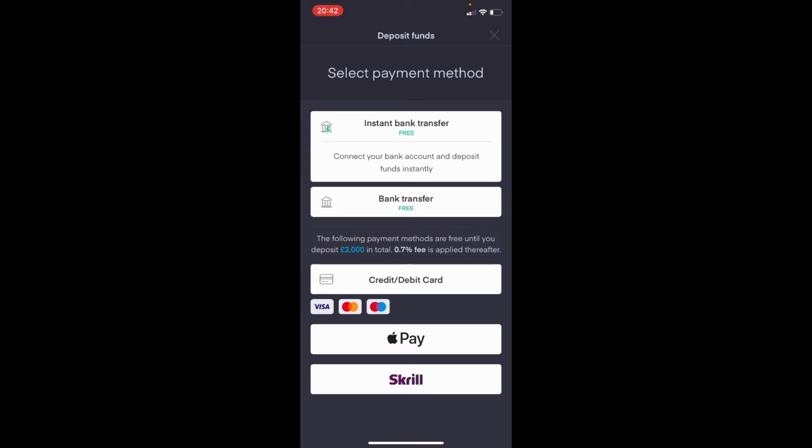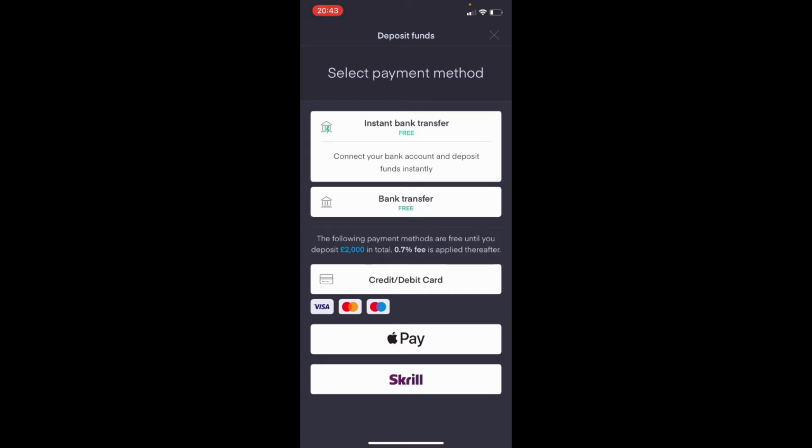Now credit and debit cards do have a cap on how much you can pay because there's a processing fee, so you can do £2,000 in total over the lifetime of your account. After that there's a 0.7% fee. It doesn't actually state whether that's credit and debit cards, but I will assume it is both because it is not specifically listed. It says following payments are free, so I'm assuming everything underneath that particular bit.